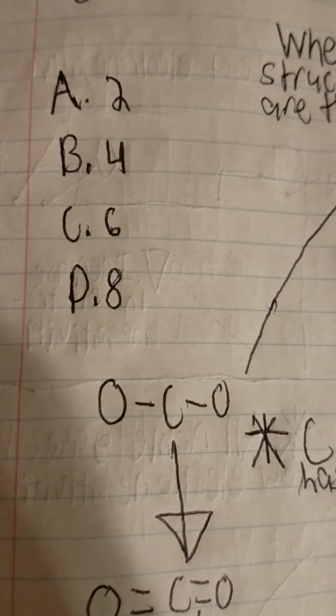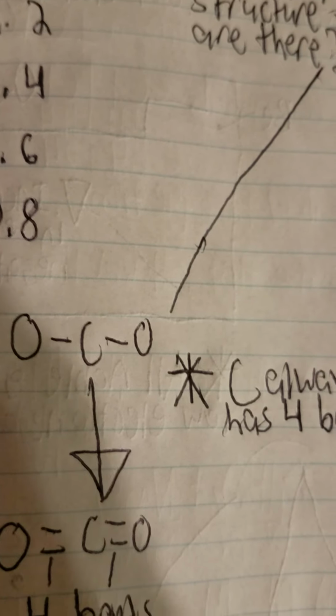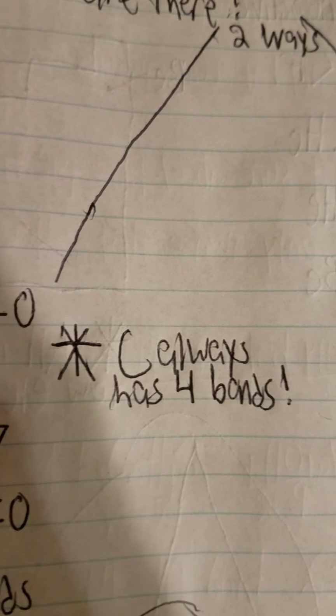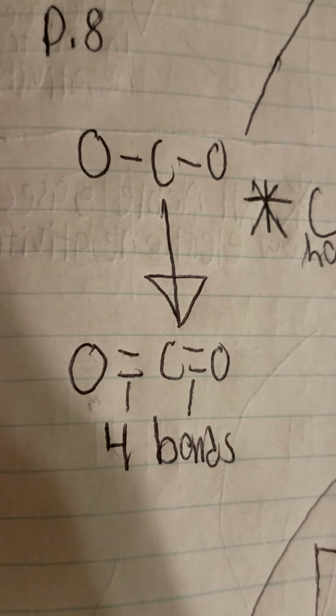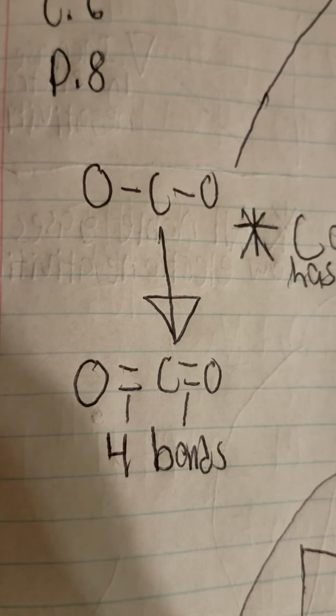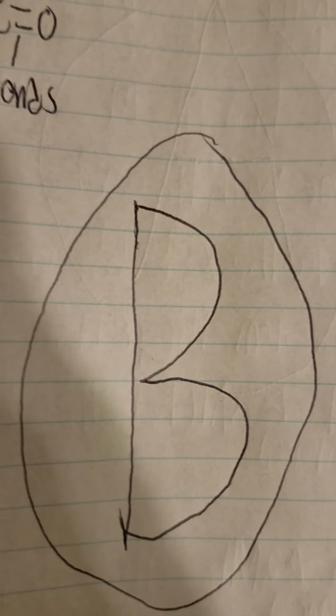Okay, so you can always just draw the Lewis dot structure, but you have to have background information and know that C always has 4 bonds. So if you know that C always has 4 bonds, then you draw 4 bonds like that, and that's all you can do because oxygen is full and carbon is full. So your answer would be B for that way.